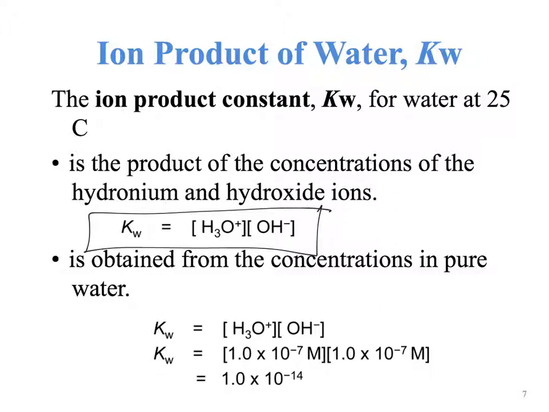The Kw, this is the constant of dissociation of water, is going to be equal to what? The concentration of H3O plus times the concentration of OH minus. At room temperature, the value of Kw is equal to 1 times 10 to the negative 14.